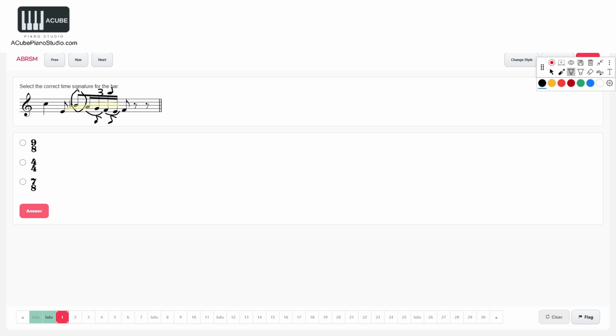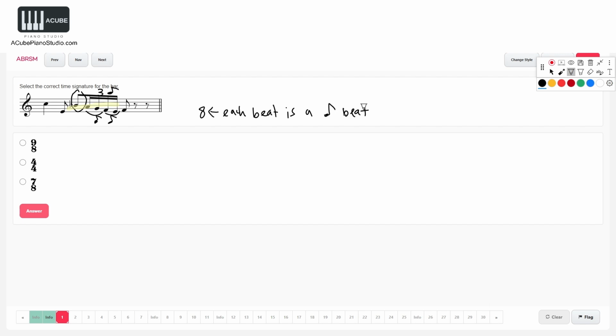So we look at this, we know that this is likely to be in compound time and the base is likely to be 8, right? Okay, because it is likely the beats are counted in quaver beats. So when the bottom number is 8, that means each beat is a quaver beat.